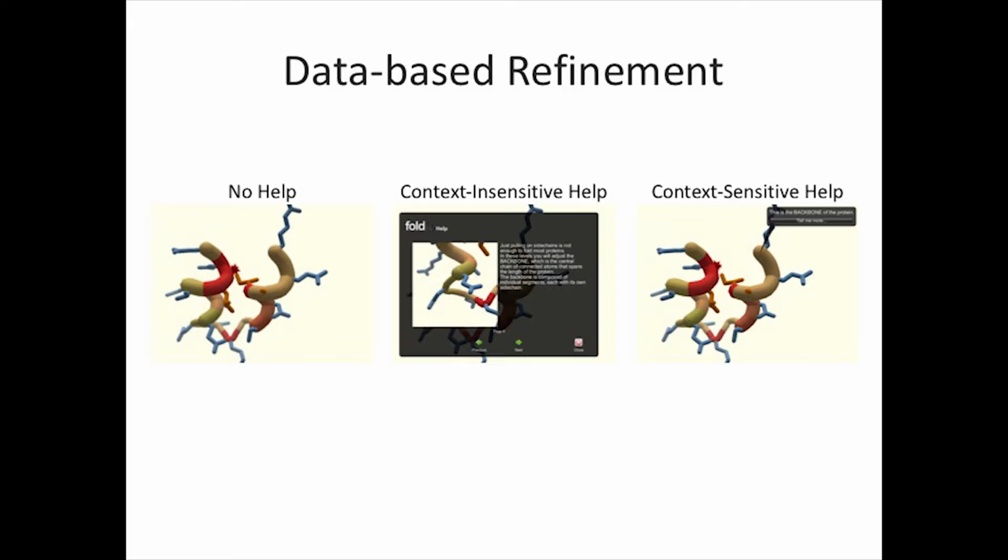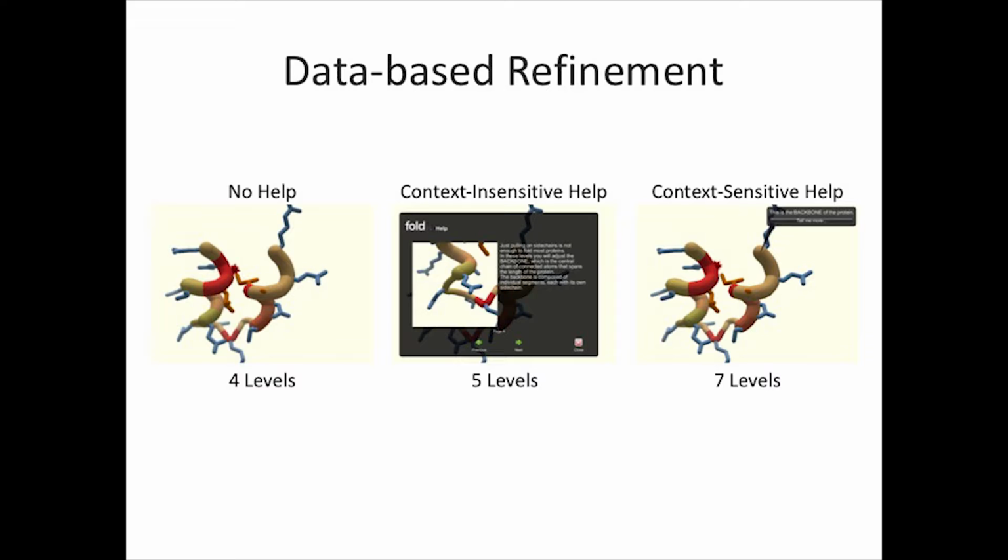When we looked at how far on average players got in each of these conditions, what we found was that with no help, on average players were able to make it through about 4 levels. With the context insensitive help, they were able to get a little bit farther, but not much farther, only about one level further on average, even given all of this help information, but it was context insensitive.